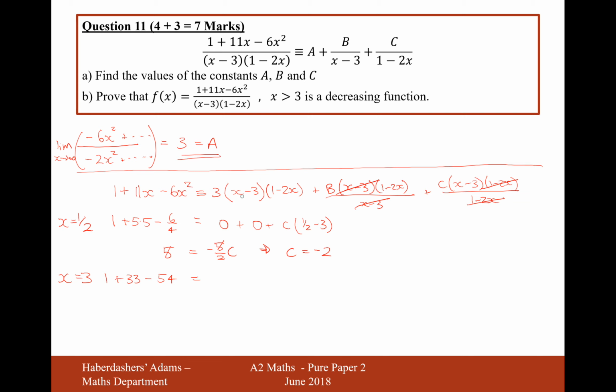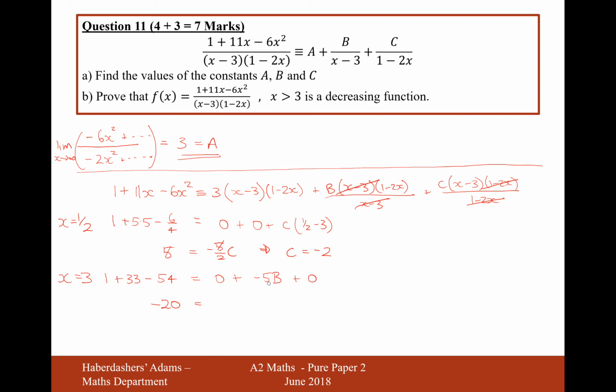For this right hand side, when we plug in 3, this bracket here, the x minus 3, will turn into a 0, so it's going to be 0 plus 1 minus 2 times 3, that's 1 minus 6, that's minus 5b. And on the right hand side, when we plug in 3, that bracket will turn into 0, so it's just c times 0. So working out what we've got on the left hand side, we've got 1 plus 33 minus 54, that's minus 20.